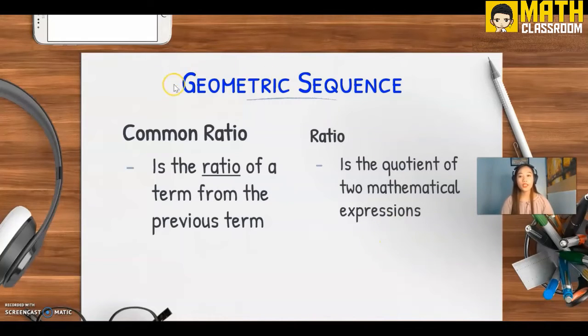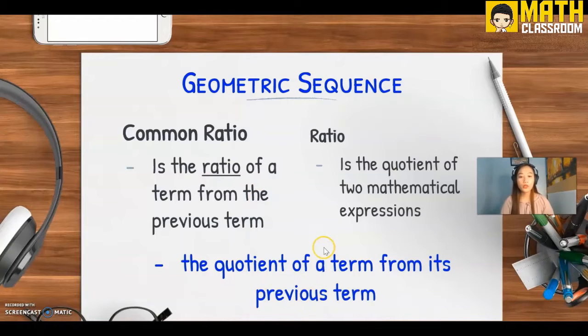So for us to really understand what a common ratio is, let us put this into one definition. We can define common ratio as the quotient of a term from its previous term. What do you mean by quotient? We divide a term by its previous term.